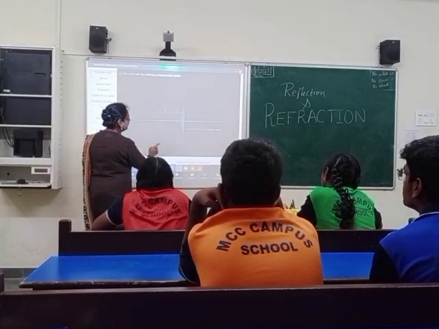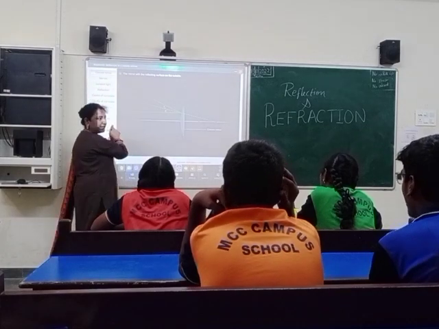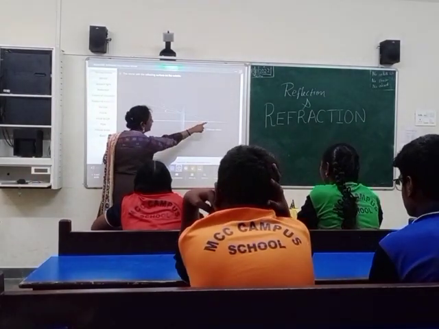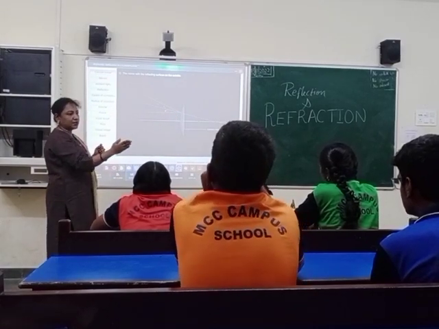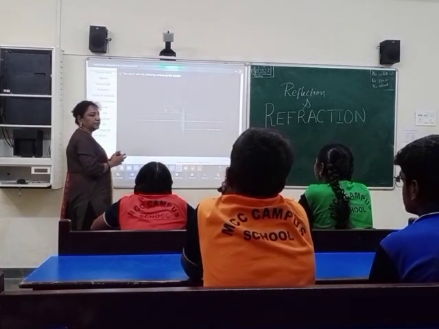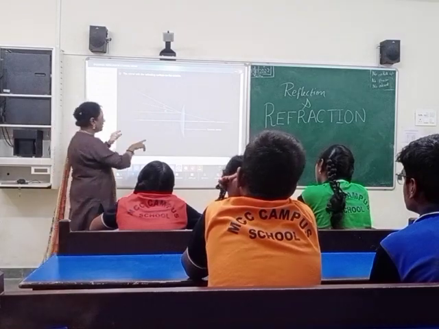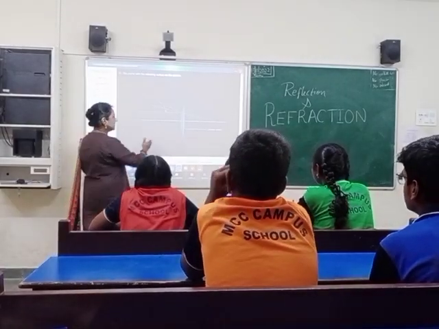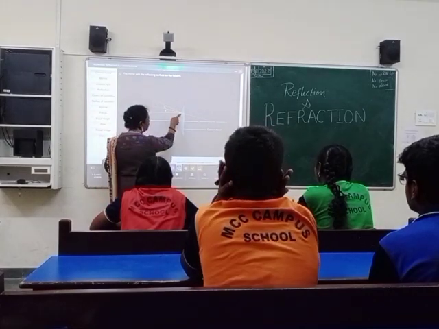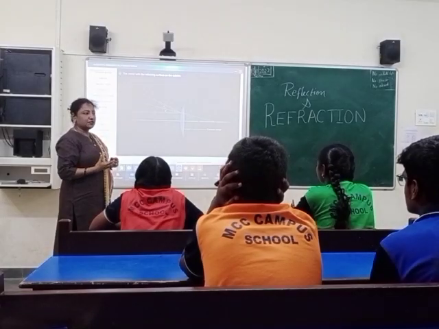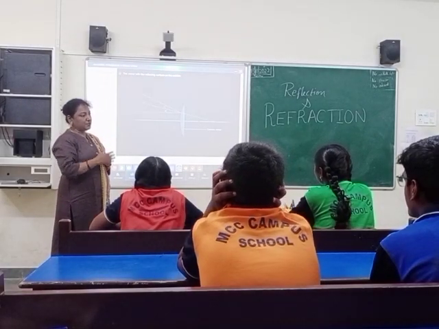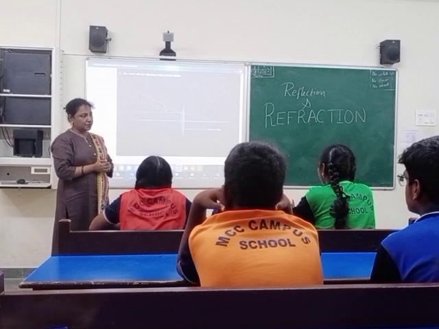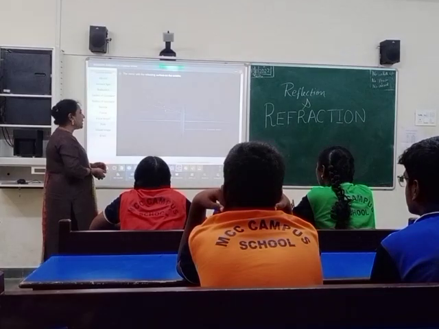Concave mirror. So what is happening in the concave mirror? Like this is the incident ray and so for bouncing that, we need it. Clear?